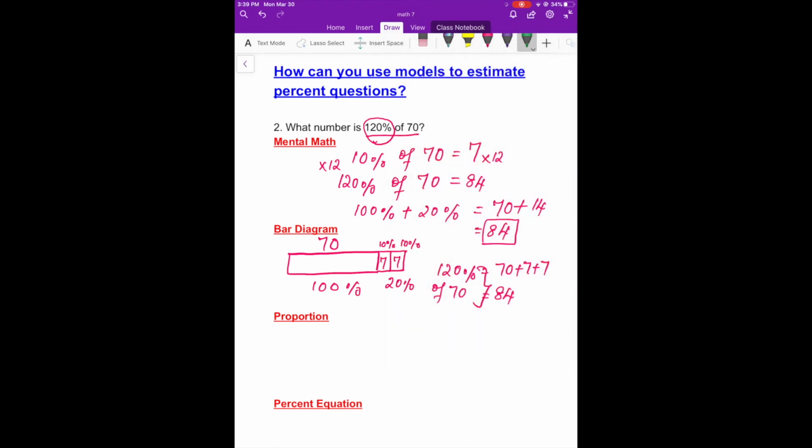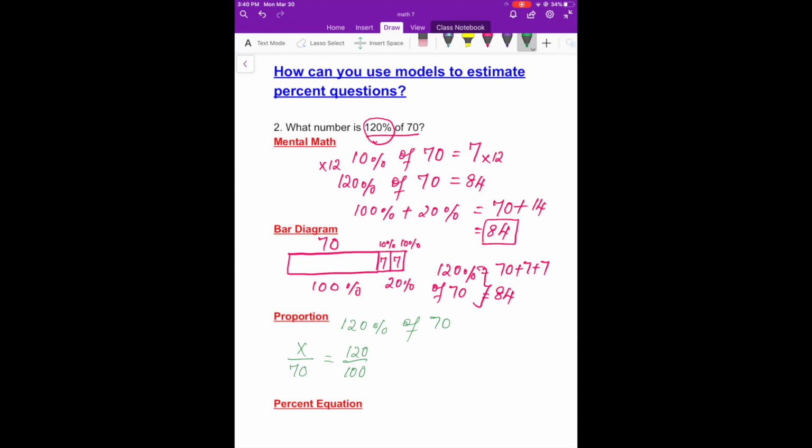So now let's look at the same problem. How can we do it using proportion? Proportion means there will be two ratios, and those two ratios are going to be equal to each other. So one ratio we already know, the question is 120% of 70. So one ratio is going to be 120 over 100. That is the fraction, and of 70 means 70 is the whole and the part will go on the top. So x over 70 is equal to 120 over 100.